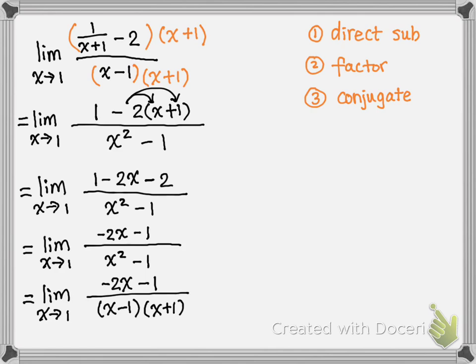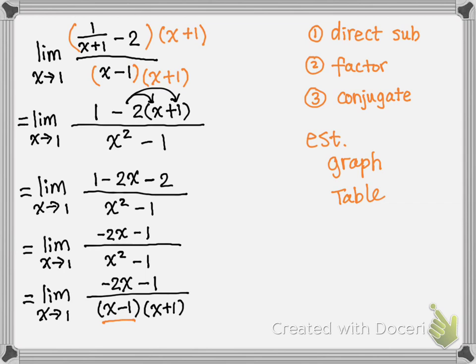Because we cannot factor anymore, we cannot do conjugate anymore, and we cannot do direct substitution because we have a 0 right here when we plug in x equals 1. So then, when all three techniques fail and we try everything else, we might go back to our estimate. Okay, so we either look at the graph or we look at the table.